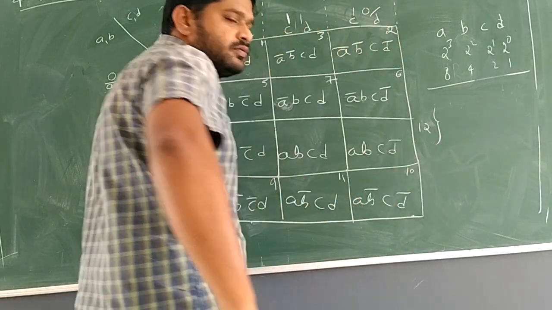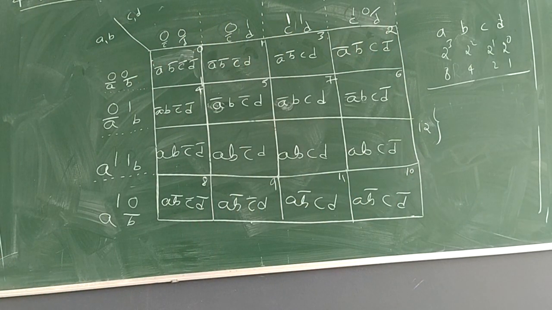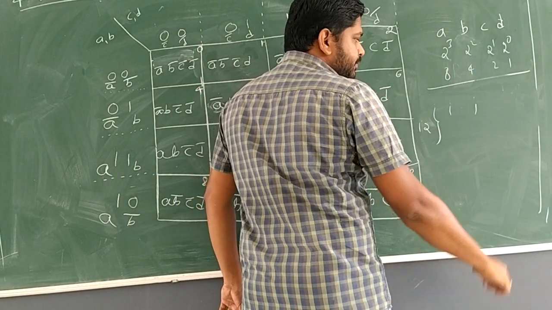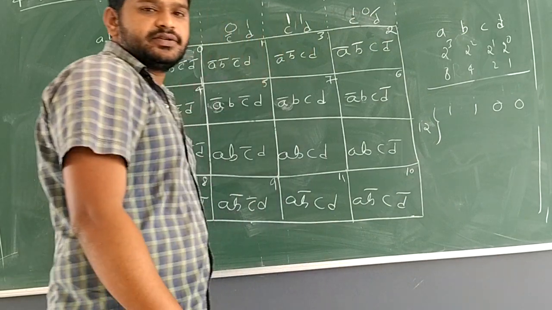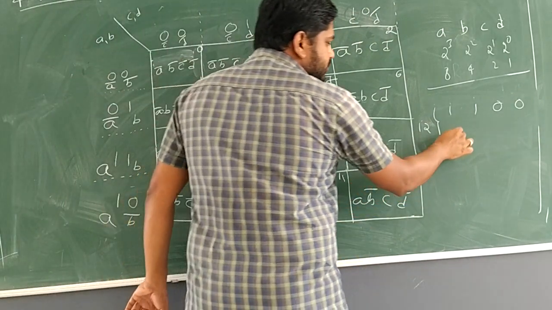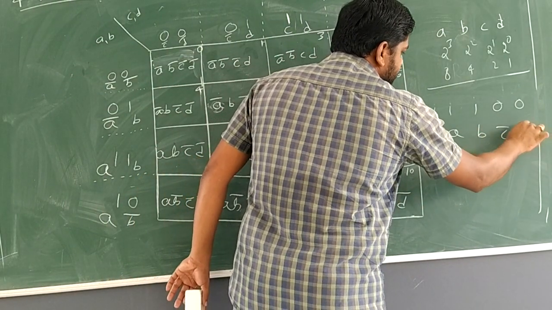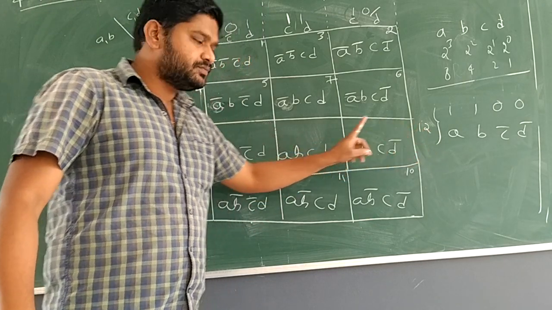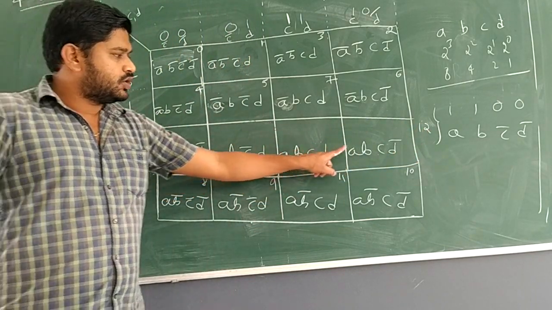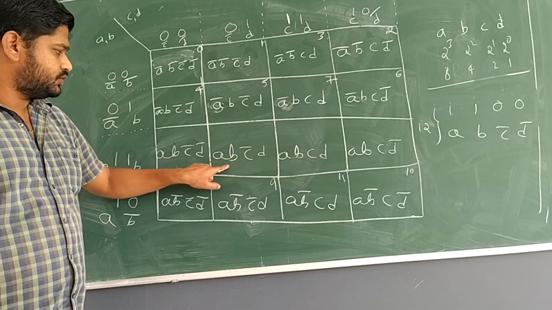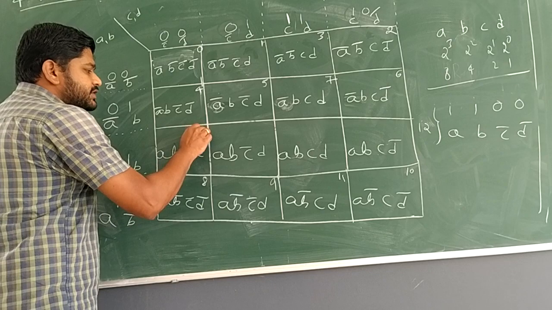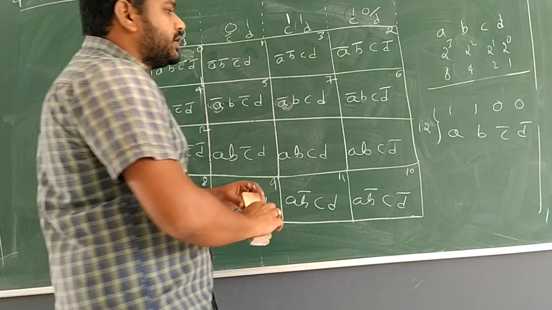Okay. Now let's find 12. How to get 12? 8 plus 4. So no need of C and D. So what is the term now? A, B, C complement, D complement. Find that term. A, B, C complement, D complement. Hence it is 12.